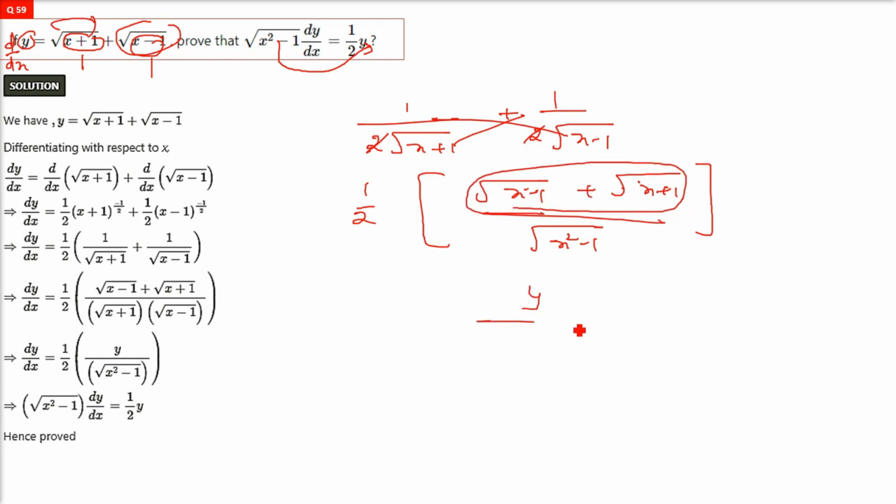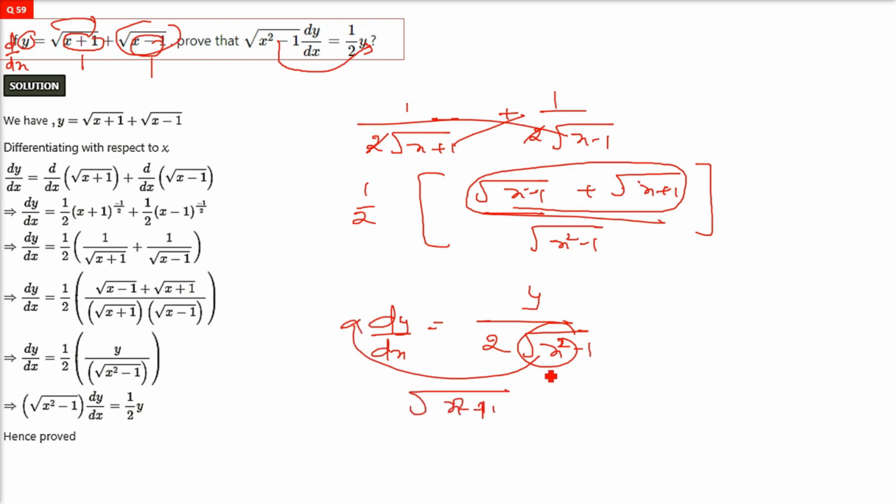See, this is y only. Under root x plus 1 and under root x minus 1 was what? It was y. So I am keeping it as y. Y by 2 under root x square minus 1 is this dy by dx. Now you can take this under root x square minus 1 on the left hand side. So under root x square minus 1 dy by dx is equal to y by 2, or half into y.